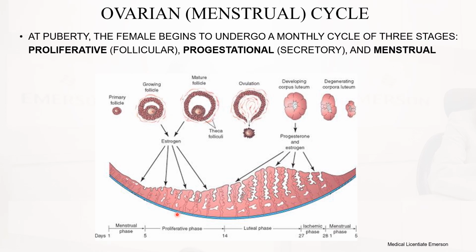So the first one we start with is the menstrual phase, which lasts for an average of 5 days. Then you go to the proliferative phase, which lasts for a period of 14 days, and it overlaps with the menstrual phase. Then on the 14th day, there is ovulation. Then after ovulation comes the luteal phase, which lasts from 14 to 28 and overlaps with the ischemic phase. Then after 28, the cycle begins again. Okay, that's the menstrual cycle.